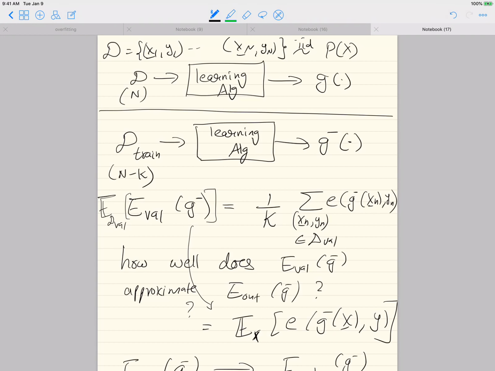Any idea what that quantity will be? It will actually be this quantity, E_out of G minus. Because as k goes to infinity, we said that this quantity will converge to E_out of G minus. And so taking the expectation is like taking an infinite number of points and averaging it out. So let me write that.